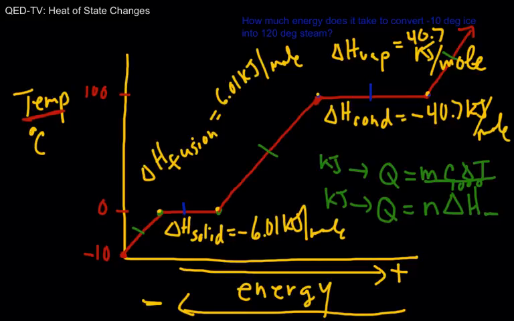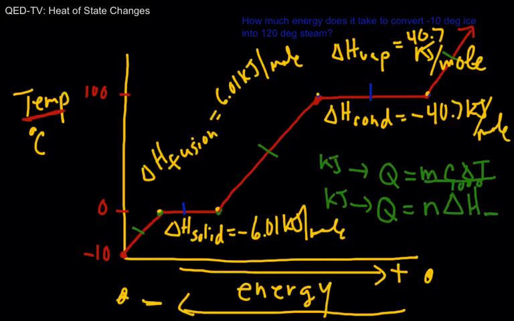If we're going to the right, we're talking about positive energy. If we're going to the left, we're talking about negative energy. And the amount of heat to melt a mole of ice is around 6 kilojoules. And the amount of heat to boil a mole of water is around 40.7 kilojoules. You'll notice it takes about 6 to 7 times more energy to boil something than it does to melt something.